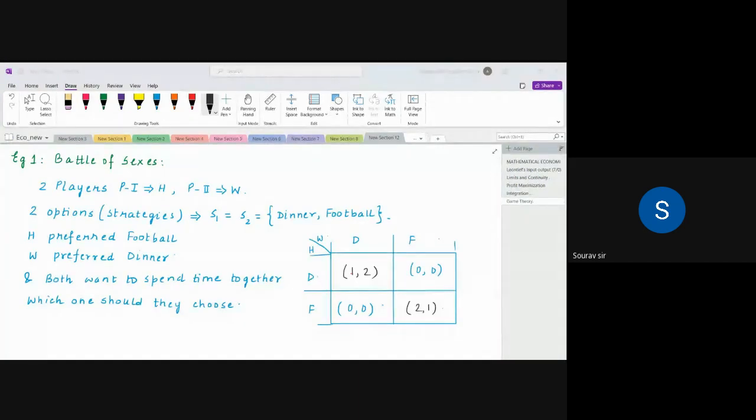Is the formulation of the game clear to all of you? Any questions on this? All right. So now the question is, how do we determine what should be the optimal strategy? What strategy should the husband choose and what strategy should the wife choose? That's the thing that we want to understand.